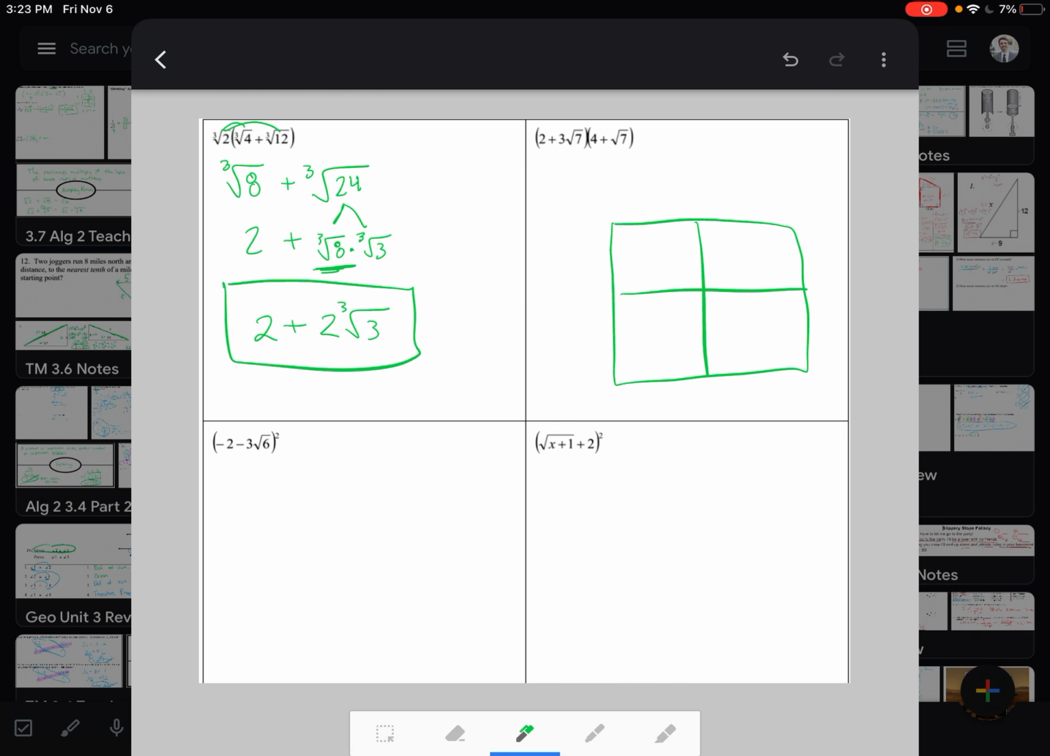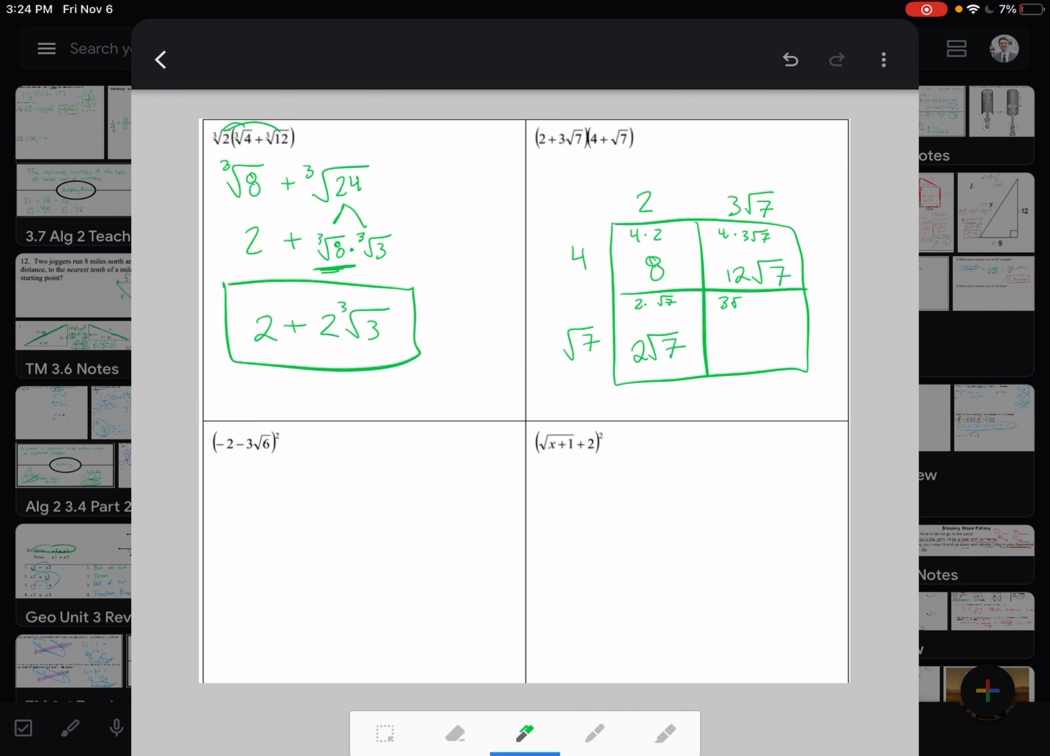All right, so now let's get back to what we were talking about before, Mr. R. What happens when I need to multiply these binomials when there's radicals? Well, we set up the sides of the boxes just like we did before. So 2, 3 times the root of 7, 4, and just the root of 7 here. And we multiply the edges just like we normally would. So 4 times 2 gets us 8. 4 times 3 times the root of 7 just gets us 12 times the root of 7.